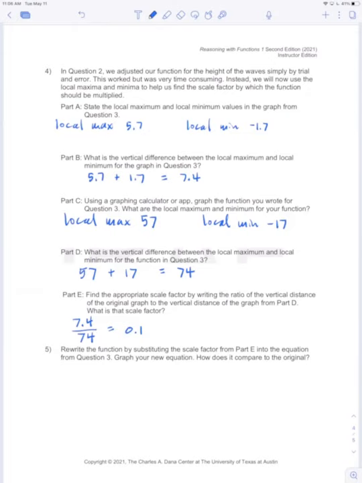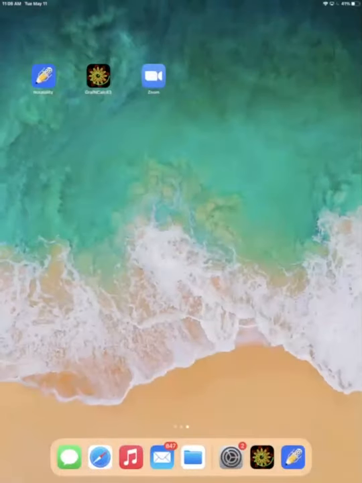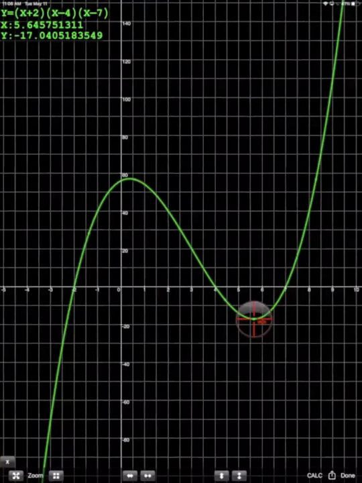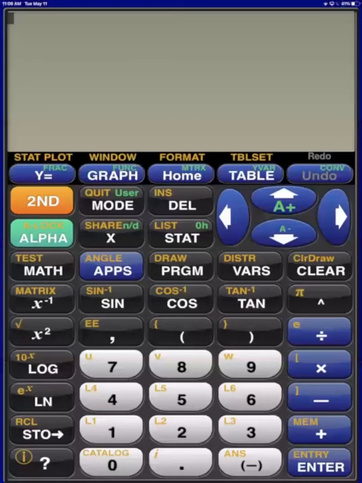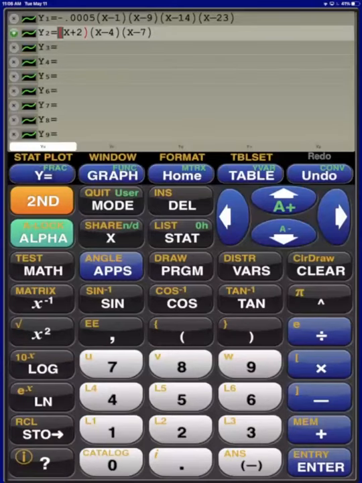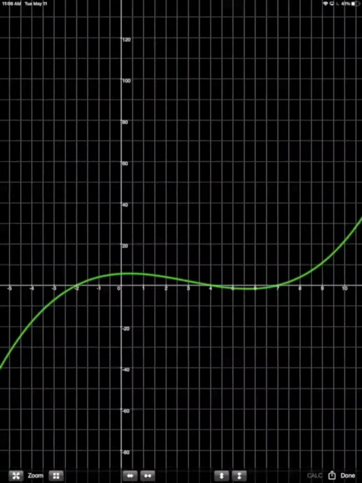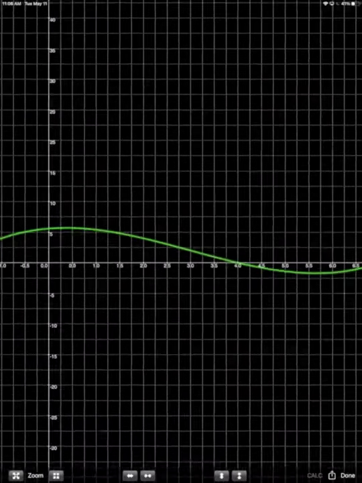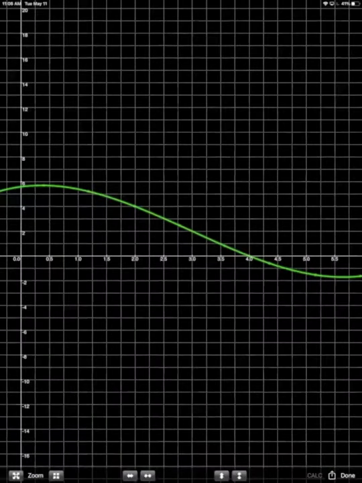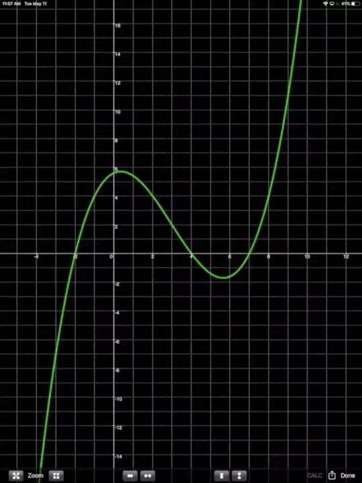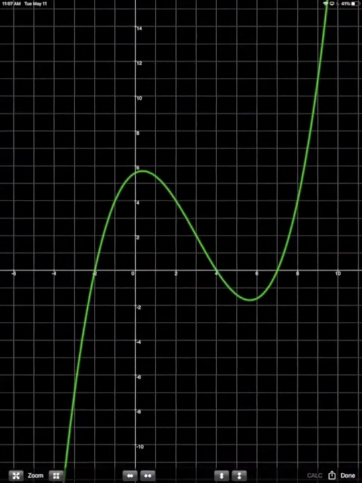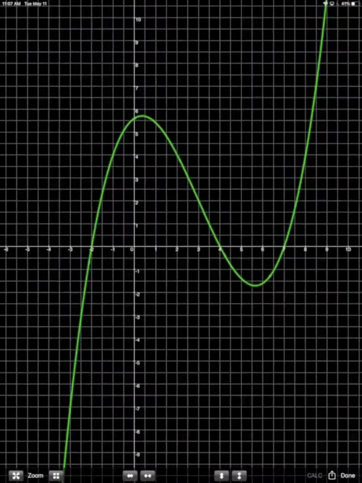Okay, so let's go back to the graph. And we're going to say done for right now. Y equals, second insert, 0.1. Let's graph this. All right, so this graph looks a lot like the original.